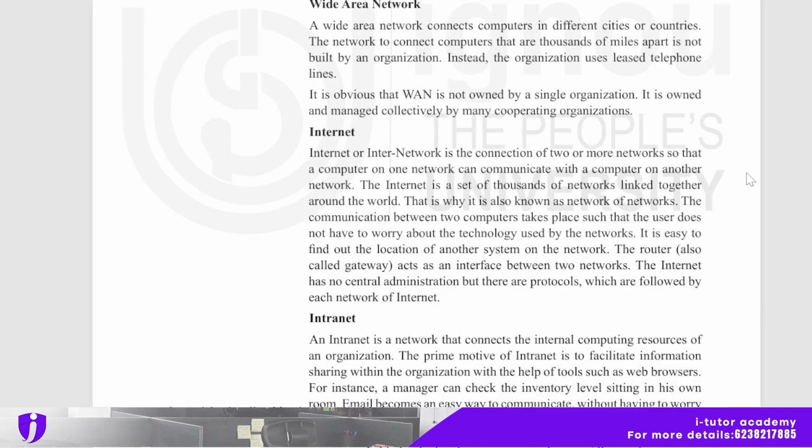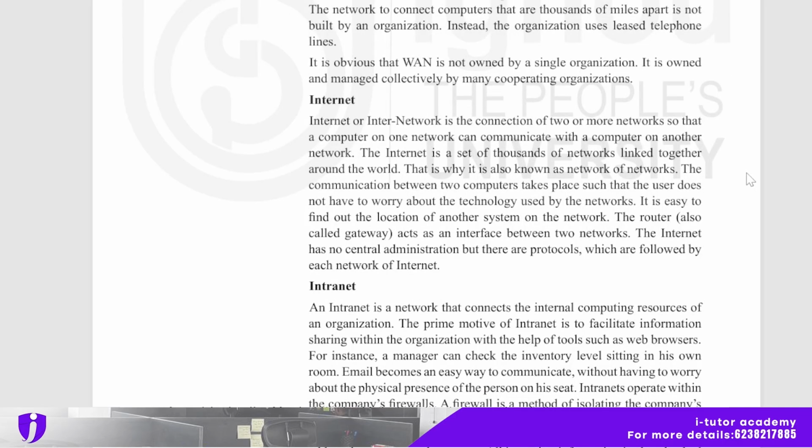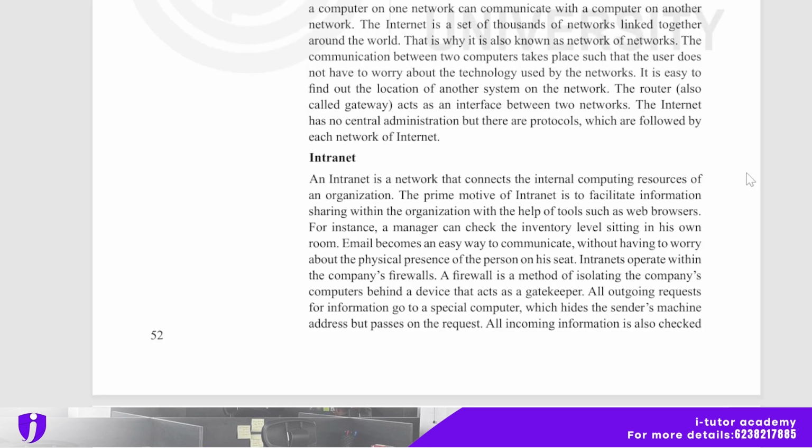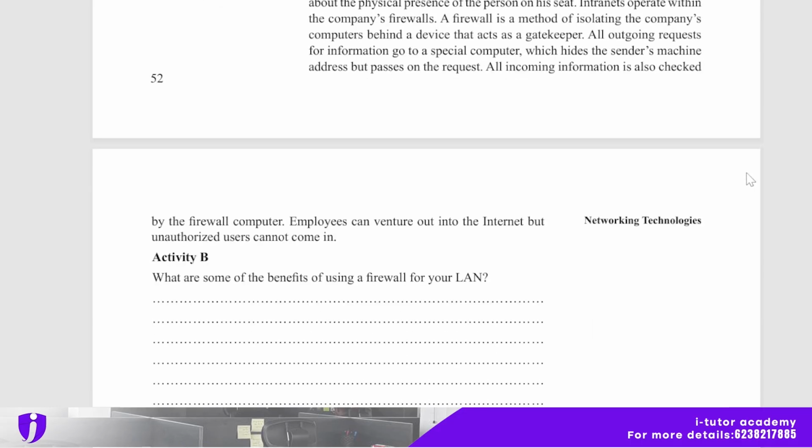The prime motive of intranet is to facilitate information sharing within the organization with the help of tools such as web browsers. For instance, a manager can check the inventory level sitting in his own room, and email becomes an easy way to communicate without having to worry about the physical presence of the person on his seat. That is intranet.